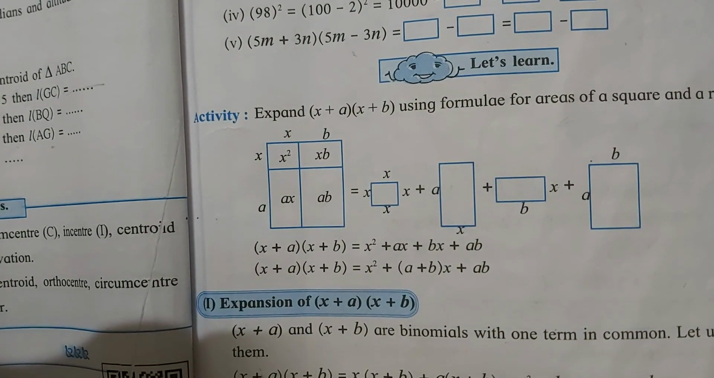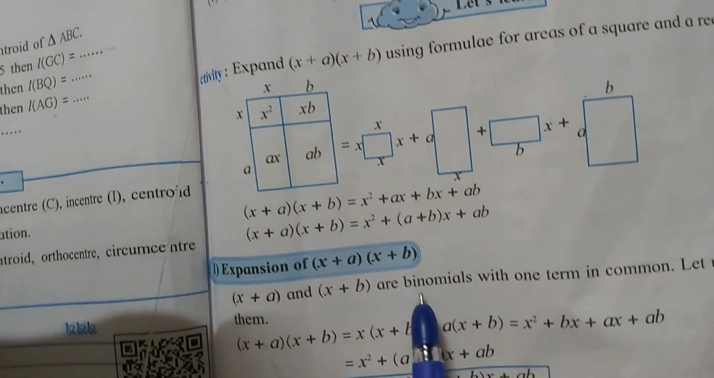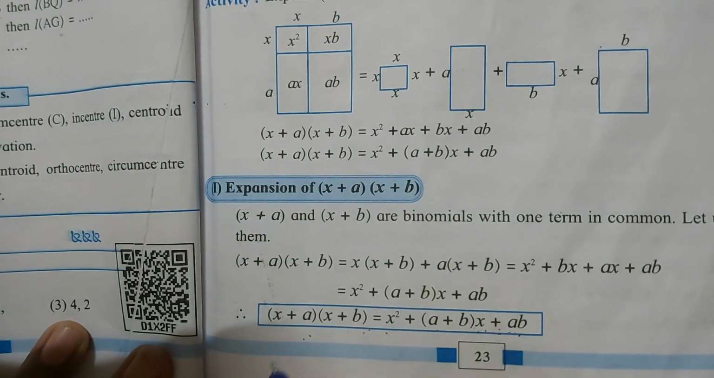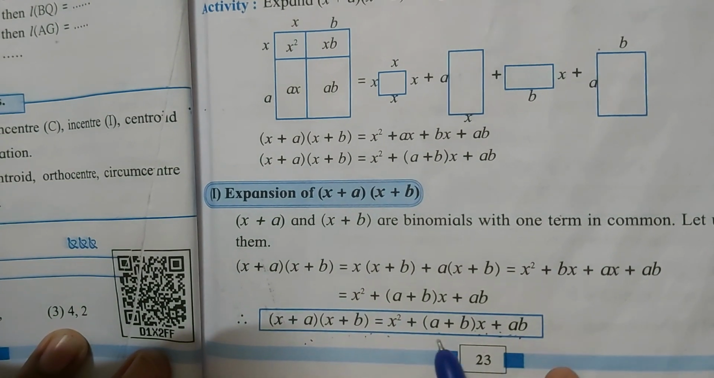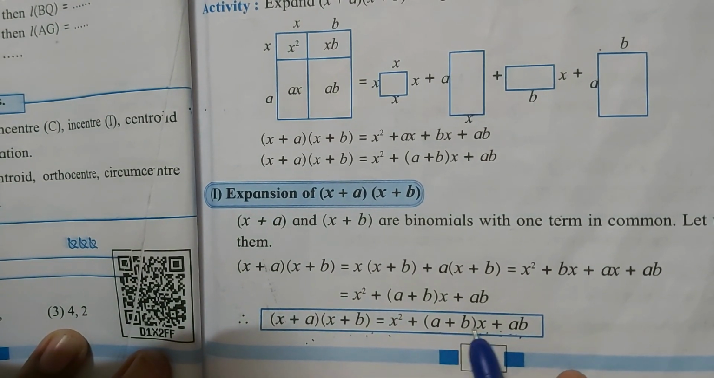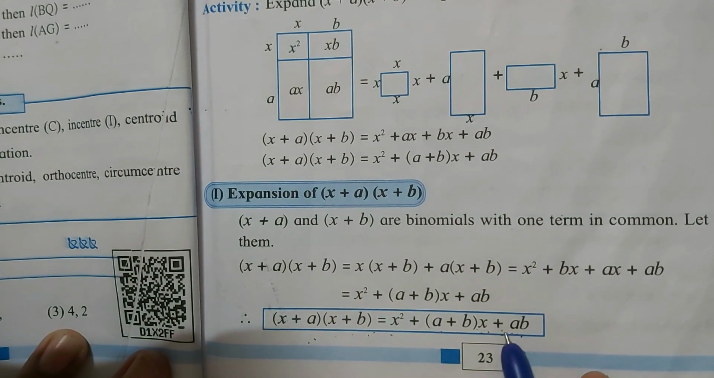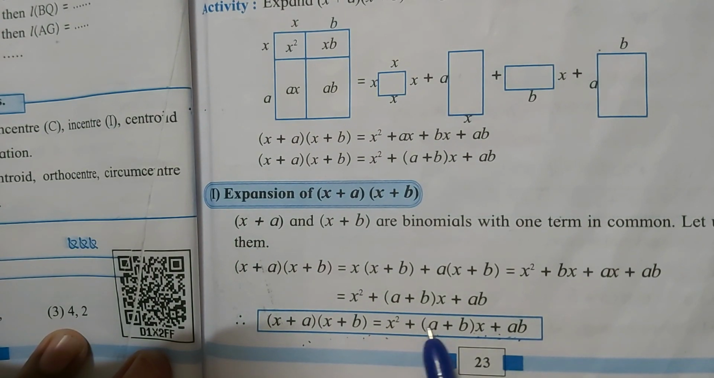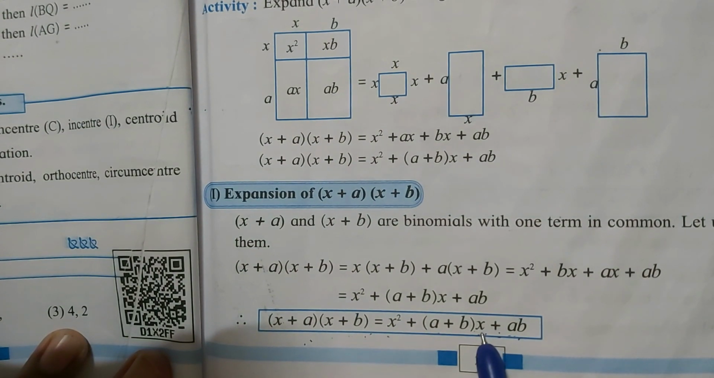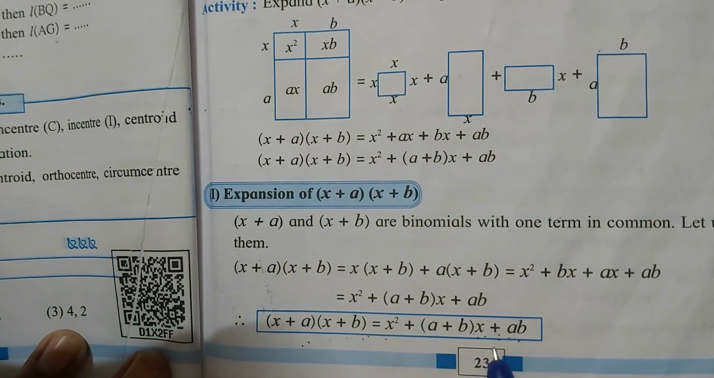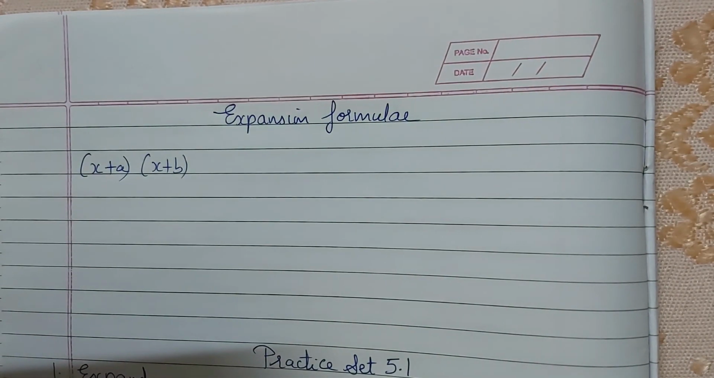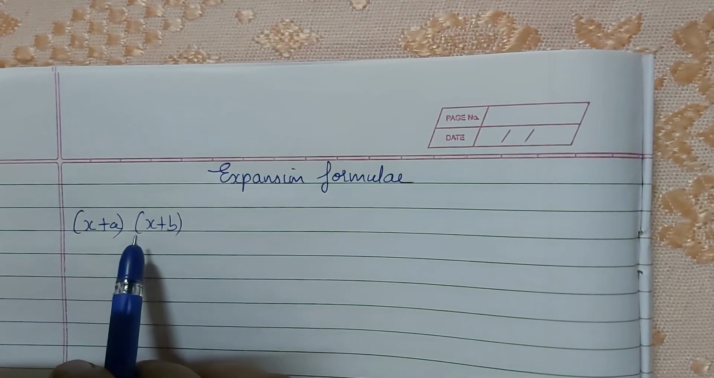(x + a)(x + b) is equal to x square plus (a + b) into x. Okay, this bracket means (a + b) bracket into x, plus ab, that is a multiplied by b. Now based on this formula we are going to do practice set 5.1. So I have written the formula over here.